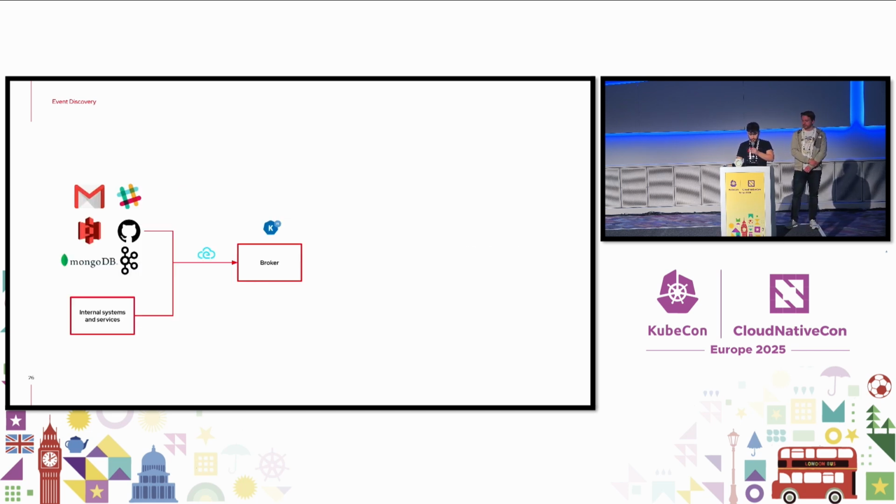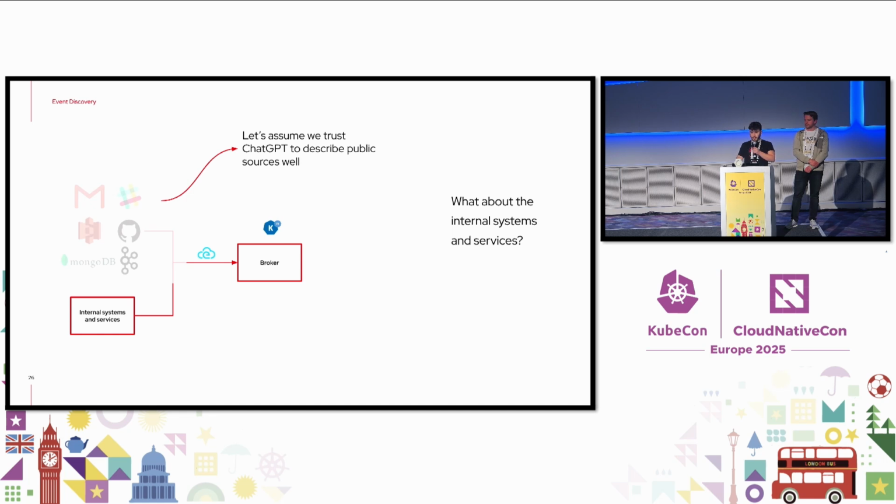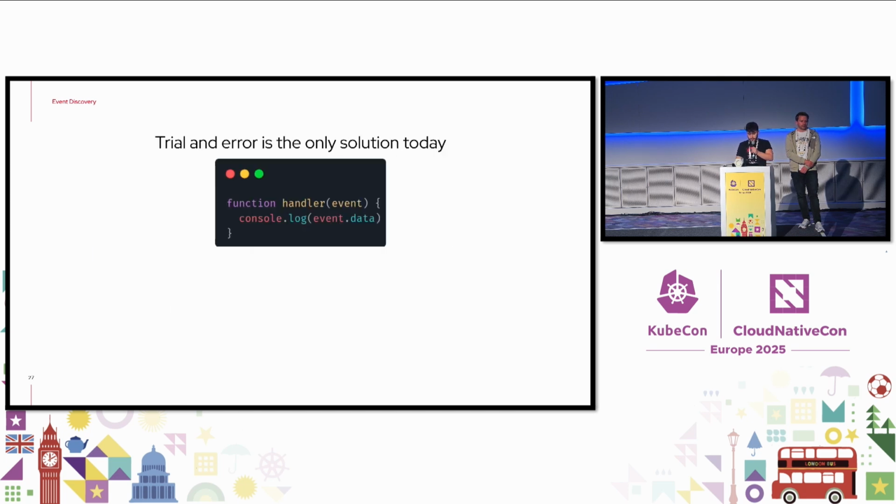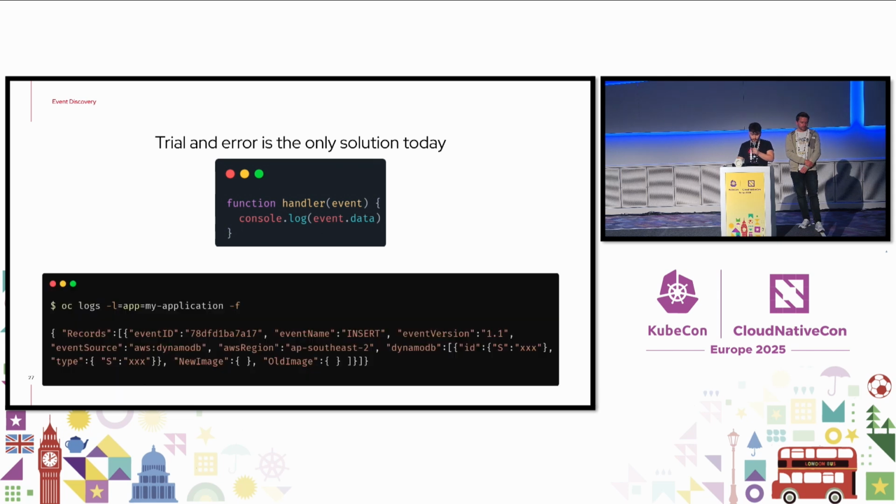The issue comes when, if we assume that public services are well documented, LLMs maybe can help on some of those. Internal systems are not that well documented. We know that documentation is not a first-class citizen in many legacy or enterprise systems. And so we need some tools for that. The other solution that we have currently is to create functions for that event, consume it, log it, and maybe extract the schema of that event that way. That's pretty much what everybody's doing.